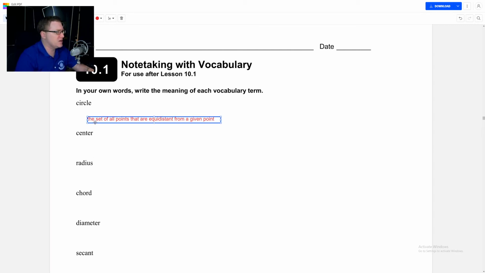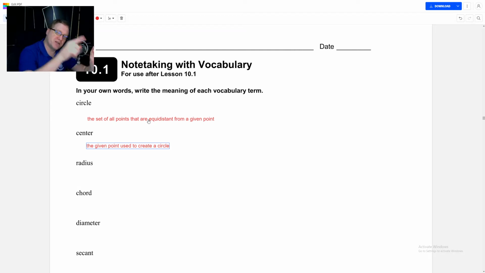All right. So again, we're going to write another definition. The center. All right. The center is the given point used to create a circle. All right. So we first give a point, and then we're going to use that point to make the circle. That is the center. All right.